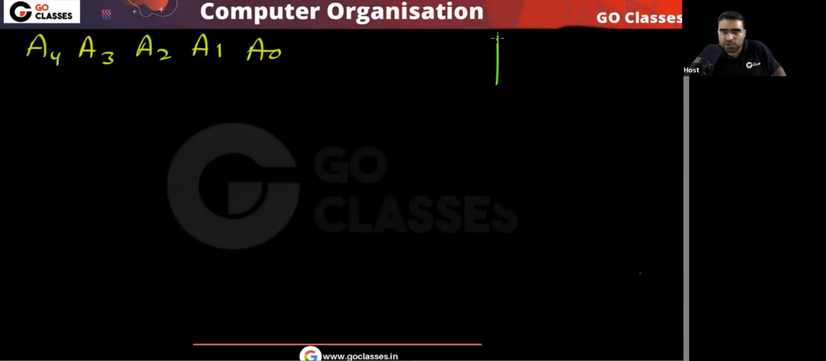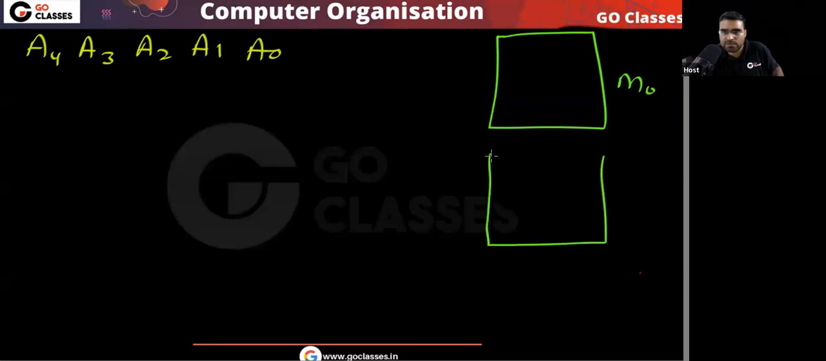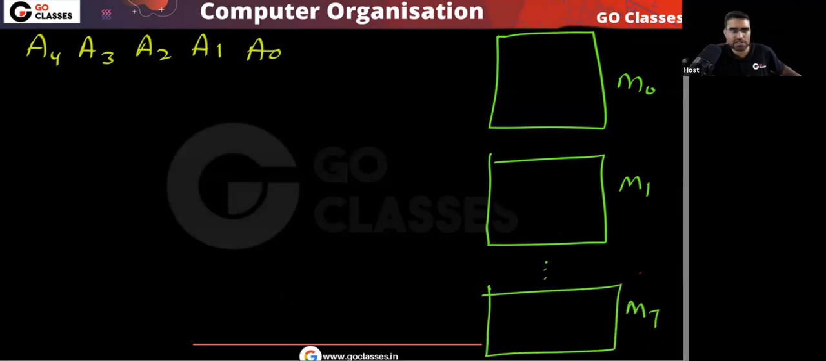So these are the chips that you have. Remember, this is your M0 chip. Then there is M1 chip, and so on. There is a M7 chip. Okay. So these are the chips that you have. Now let's assume that in all of them, chip select is active low. So this is what I'm assuming.